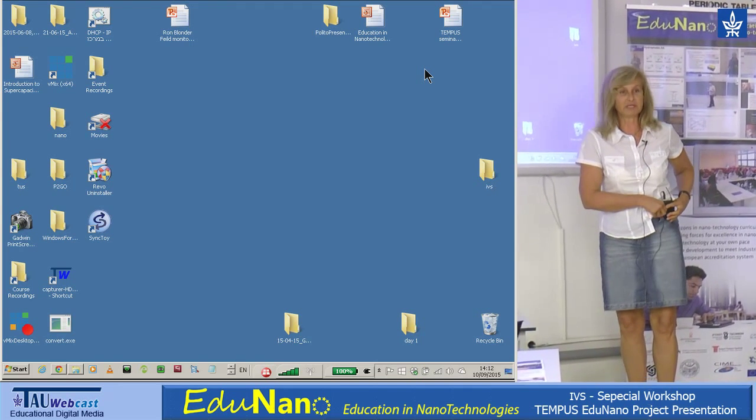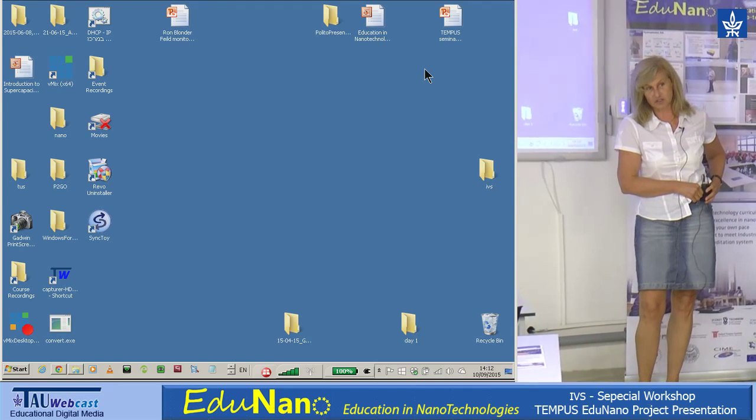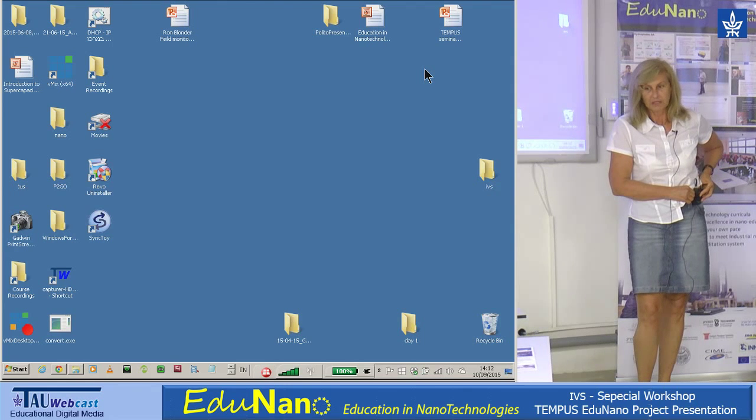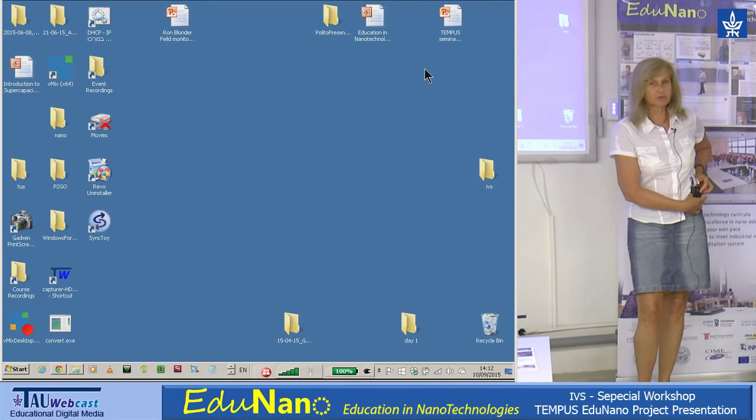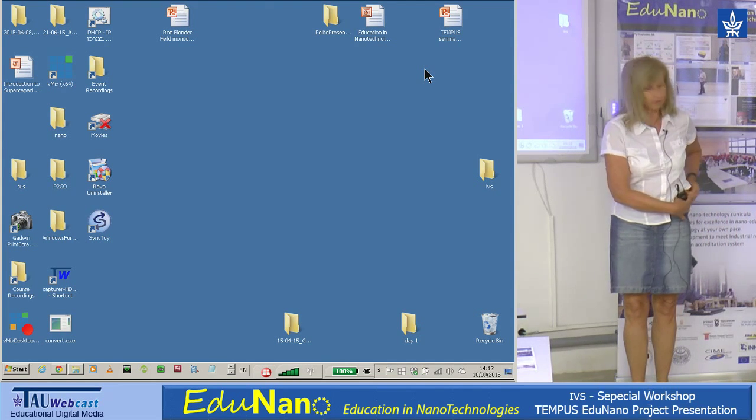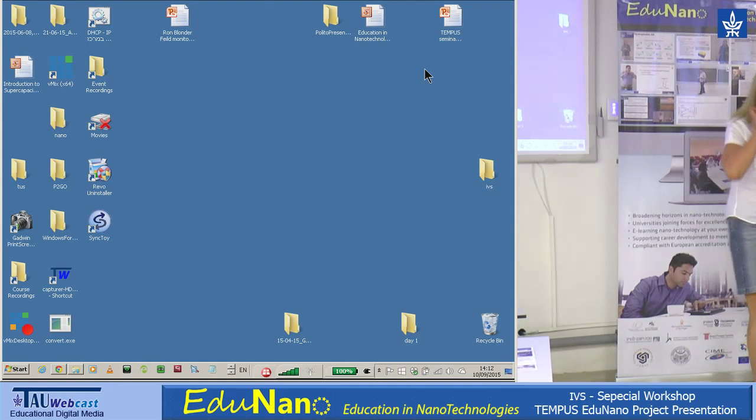This is the mobility of students and teachers. That's why this system was introduced in Europe, and this project will try to introduce this system. Of course, we don't impose it, but we introduce it.